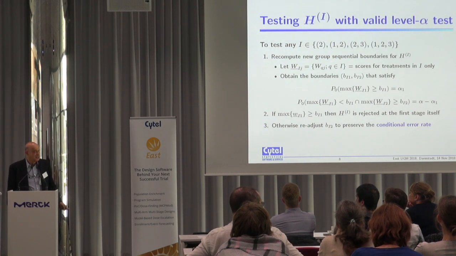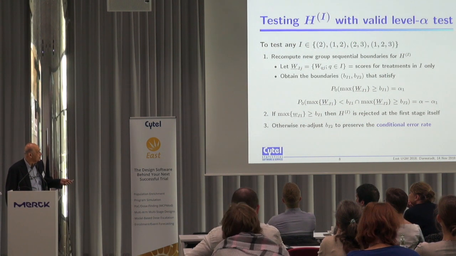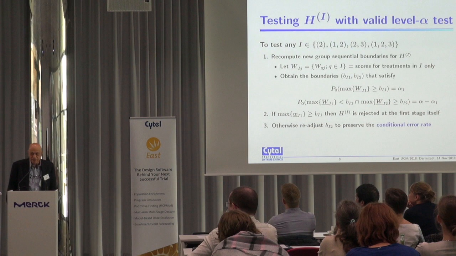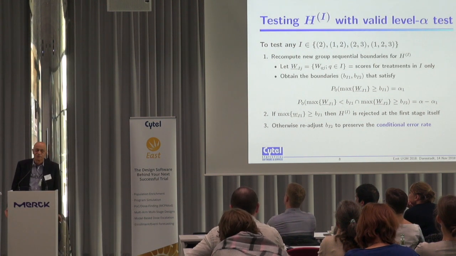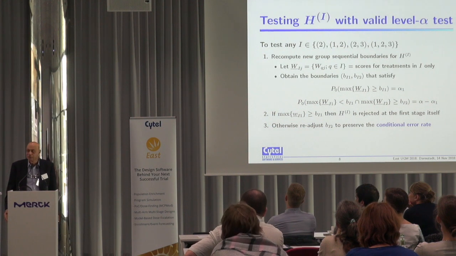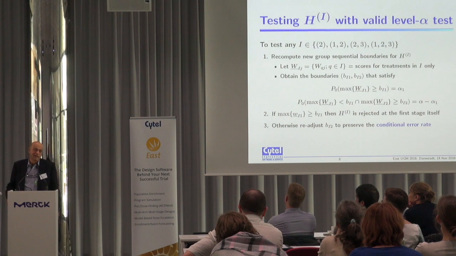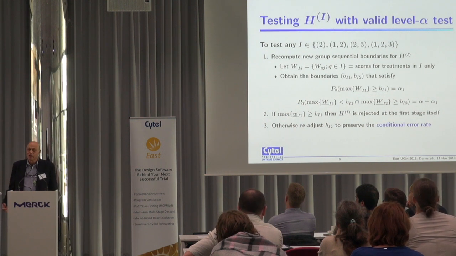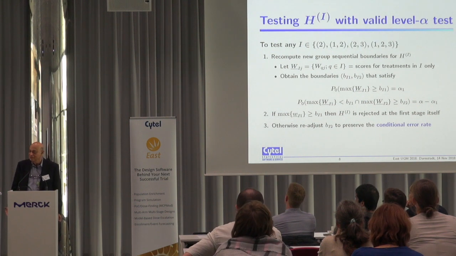The first step is, let's say you were testing I is 2 and 3. Then the first thing is you don't need the boundaries that you had the first time. The boundaries that you had the first time, B1 and B2, those boundaries were good for 3 active doses. So they are really very high. Now, if you're only testing 2 active doses, you can get more generous boundaries, boundaries that are slightly lower.